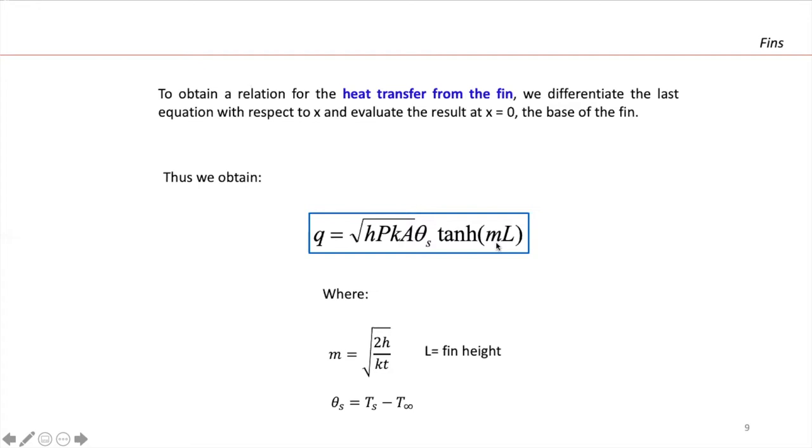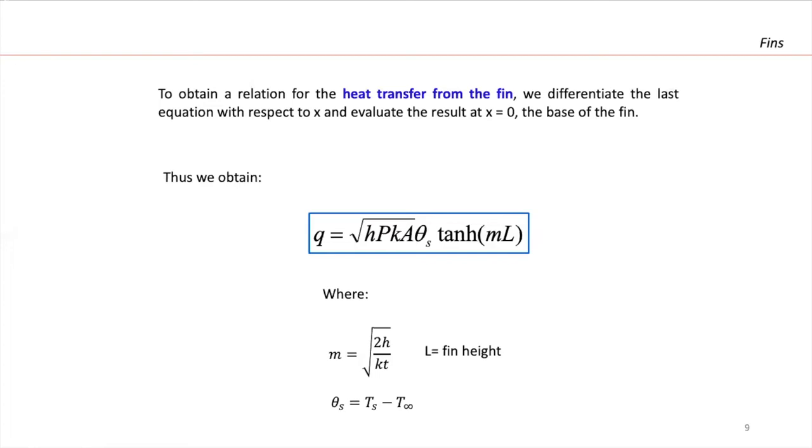What is the fin parameter? Well, it's M, and it's the square root of 2 times the convective heat transfer coefficient divided by the thermal conductivity times the thickness of the fin. And L, this L is the fin height. Okay, so these are the equations you need to have handy for evaluating the heat transfer from the fin.